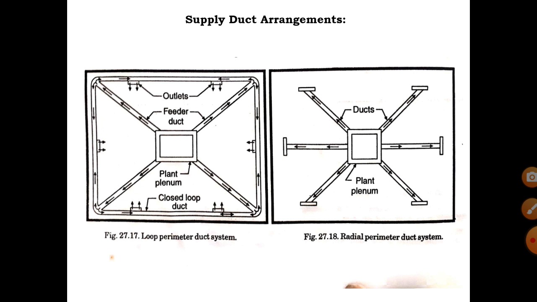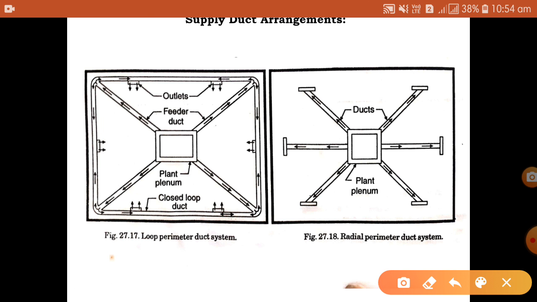Now, supply duct arrangement can have this kind of arrangement. You can see the loop perimeter duct system and the radial perimeter duct system. This is the plant plenum and these are the outlets. The conditioned air produced in your air conditioning plant, chilling plant or cooling plant enters your plant plenum, and from that it is distributed through different openings to the room. This way it goes, this way, or this way. As mentioned, this is a loop perimeter, so this loop gets formed.